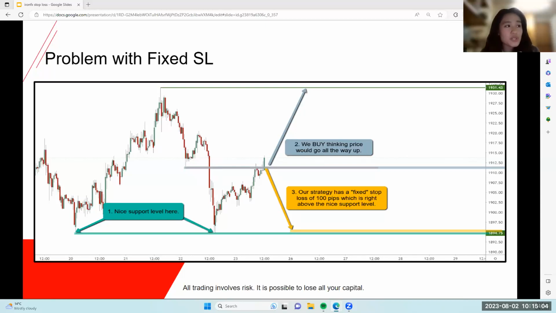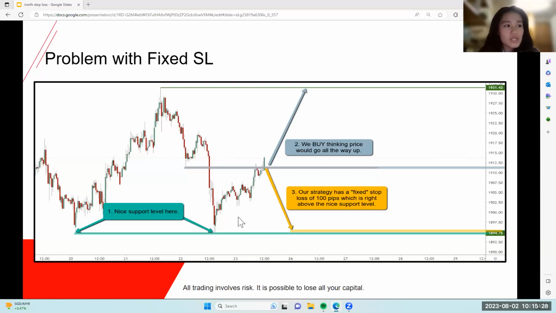Here in this case, we are talking about the problem with fixed stop loss. Earlier we talked about the problem with fixed take profit, so now we're talking about stop loss. Here's an example to show this problem. Here we have a support level. You can see two swing lows that line up nicely at this support level.